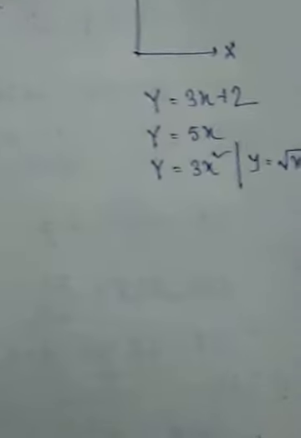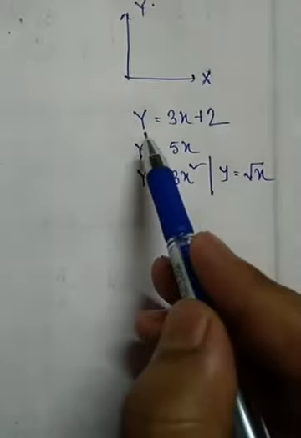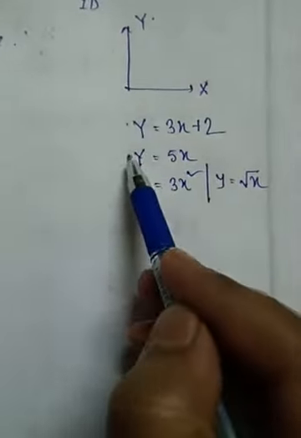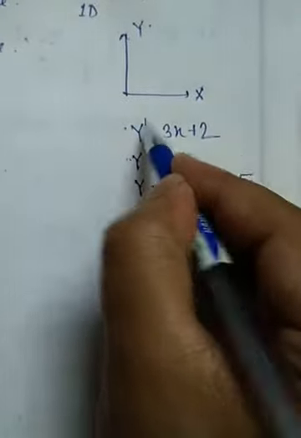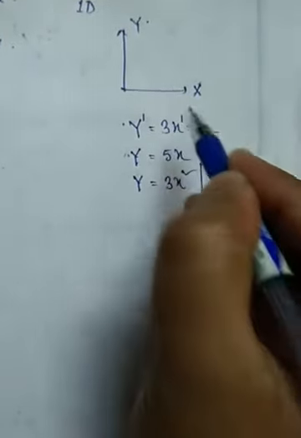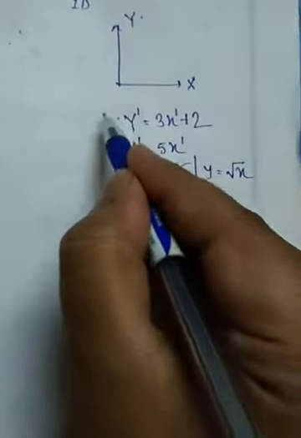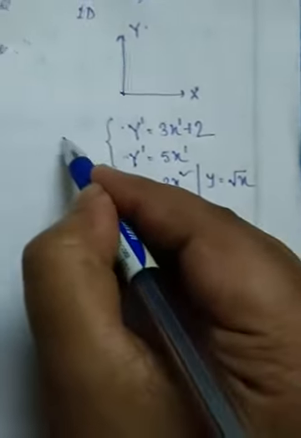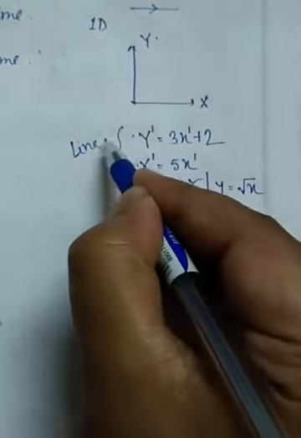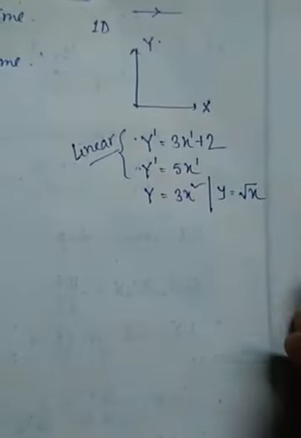If you look very carefully at these equations, in the first two equations the power of y is 1 and the power of x is also 1. So power of y is 1, power of x is 1. This type of relation is called a linear relation.